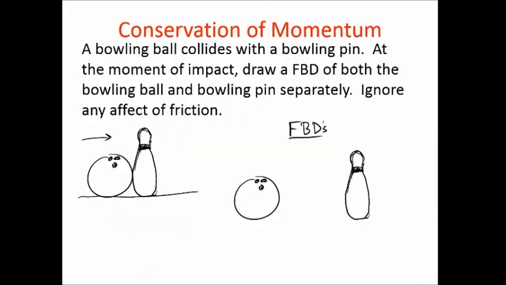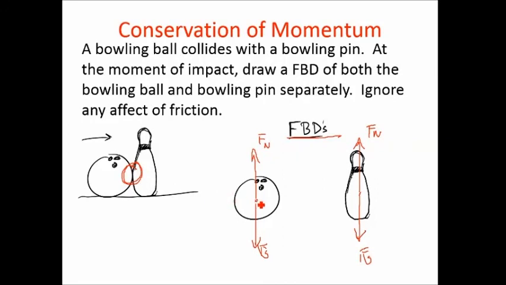All right, conservation of momentum. Here we go. We're going to look at a bowling ball hitting a bowling pin. First we're going to draw our free body diagrams. There is, of course, gravity and a normal force on the ball. There is gravity and a normal force on the pin. Now we know equal and opposite forces, so there's a force going on here.